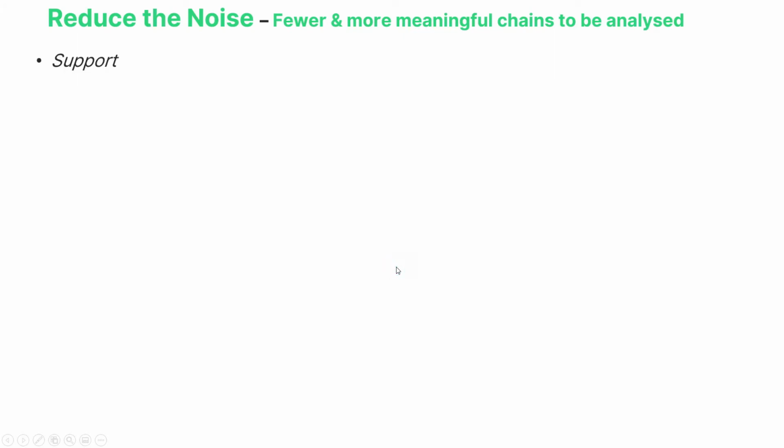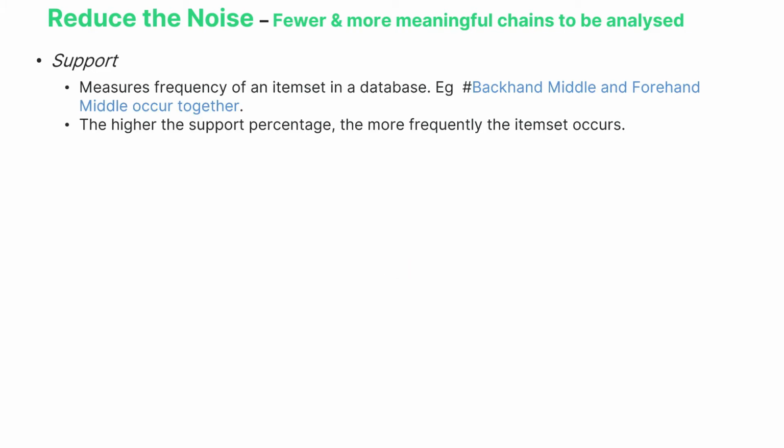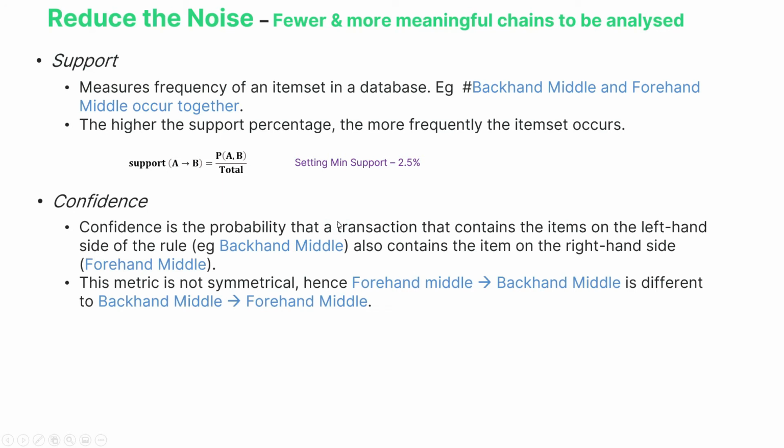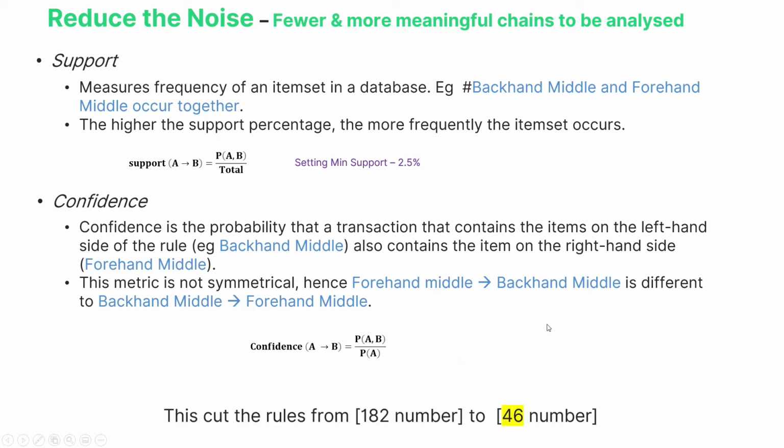So reducing the noise was really important. Support was the main one that helped me do that. Support measures the frequency of an item set happening in a data set. What I mean by that is, how often a backhand middle and forehand middle occur together. The higher the support, the more frequently that combination happens. Now, I've set support at 2.5% in this, based on knowing all the different shot combinations that are available and looking also at the data that I've got. Confidence is another really important one. I'm going to rush through that in this case, but it was also used to help bring down some of the rules.